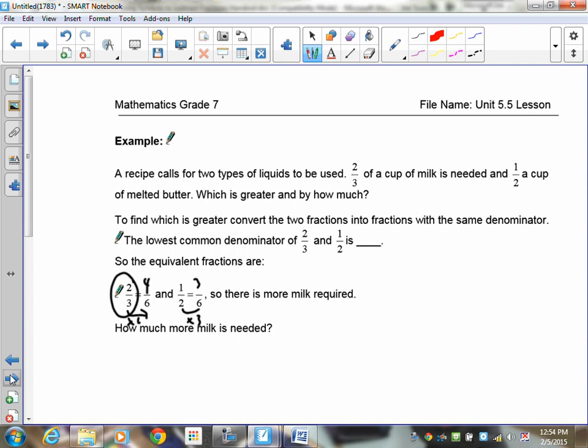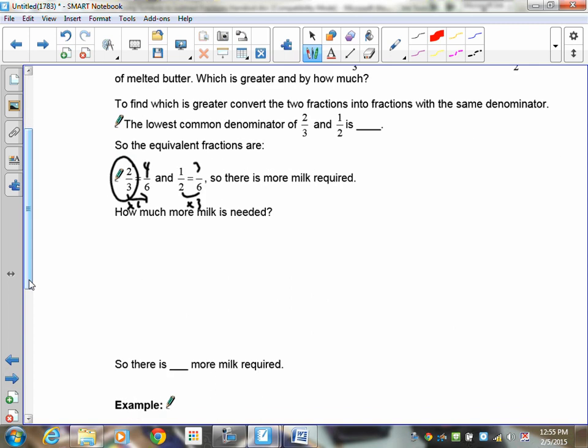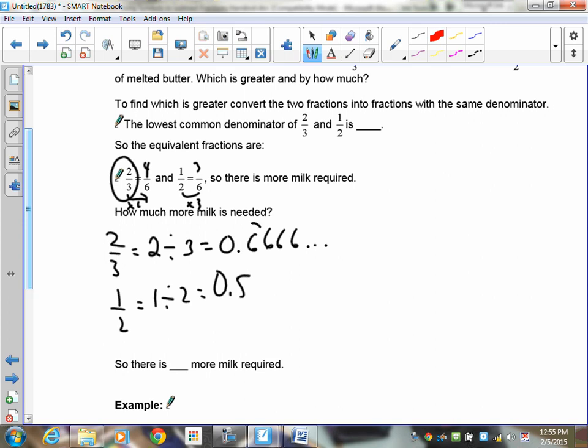You can also do this by converting both of them into decimals. To get 2/3 into a decimal, it's 2 divided by 3. That is 0.666. 1/2 would be 1 divided by 2, and that's equal to 0.5. Since this is 6/10, this is only 5/10, this one is larger, so 2/3 is the larger fraction. Now we know to answer the first question. Which one is greater? Well, the 2/3 or the milk is greater.